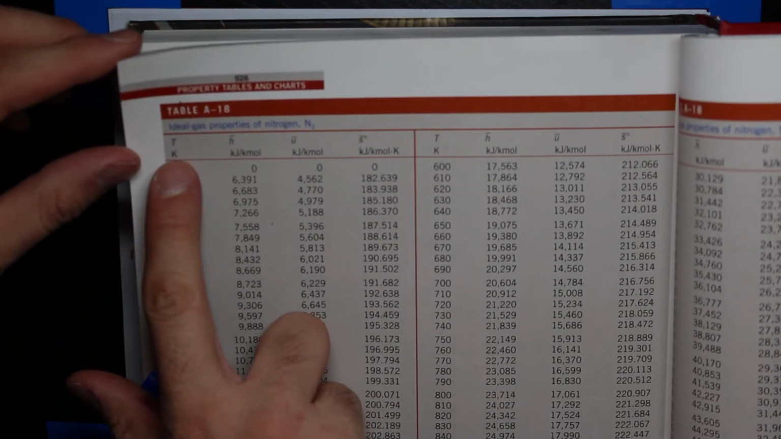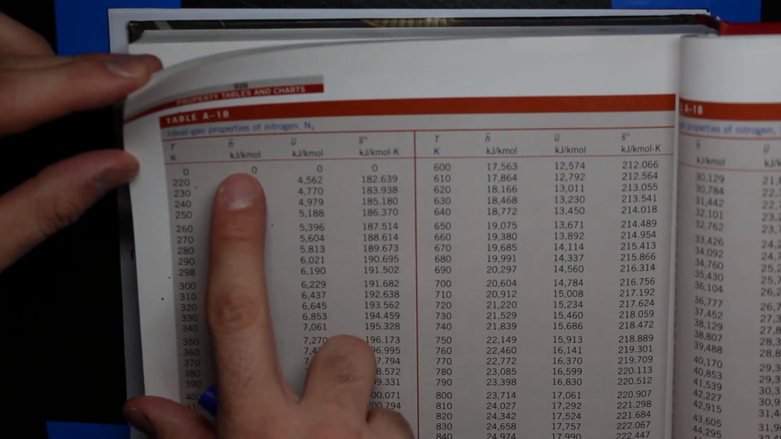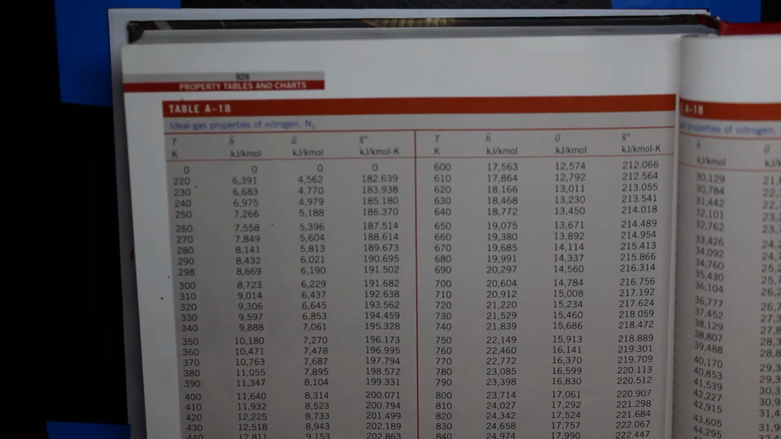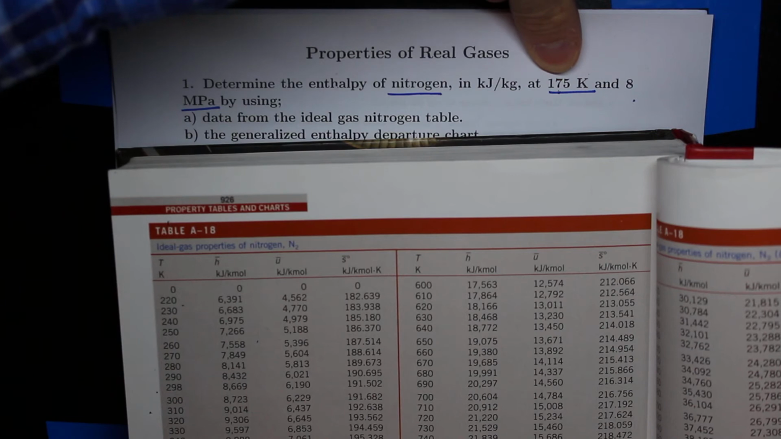Now in this table, if you see, properties are listed for temperature. Okay, so we have h bar, u bar, and entropy. Now, the temperature that we have in the problem statement was 175 Kelvin, right?